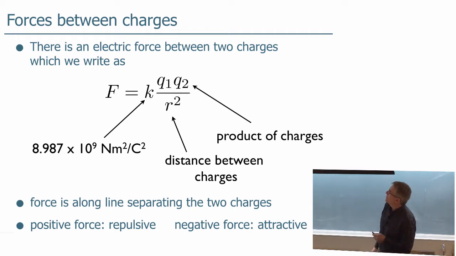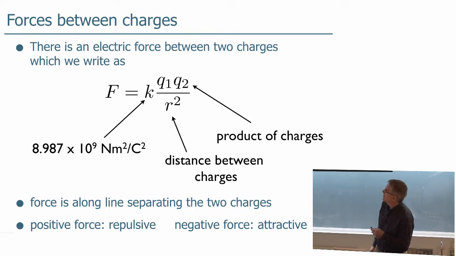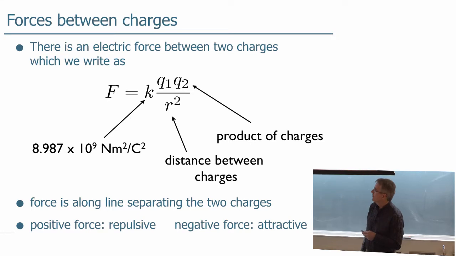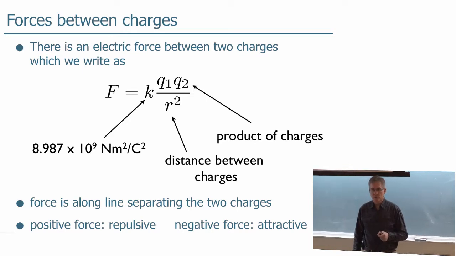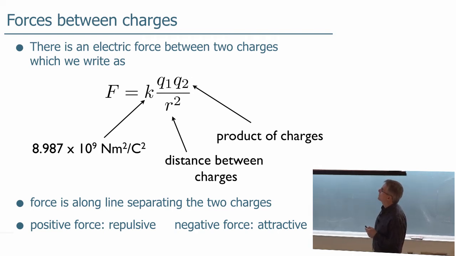The force between two charges, with magnitudes Q1 and Q2, is just the product of those two charges times K, which is a constant of nature, 8.987 times 10 to the 9th newton meters squared per coulomb squared. That gets us into newtons if we use coulombs and meters. R is the distance between the two charges, and we square it, as it turns out. So the product of the charges divided by the distance squared, times this constant, gives us the force.